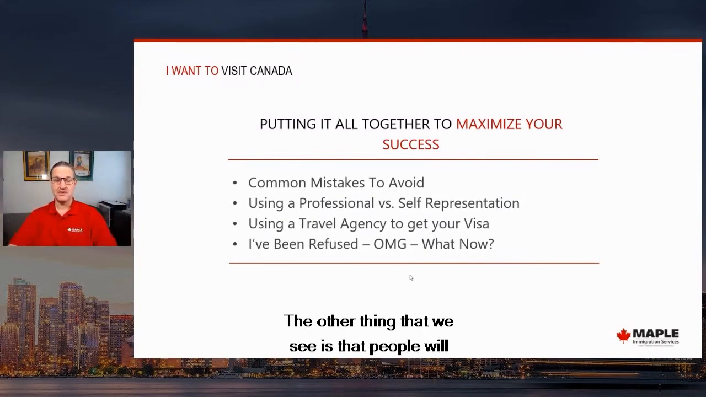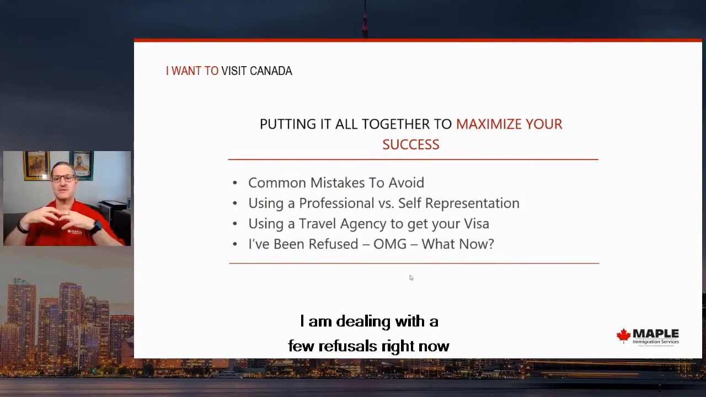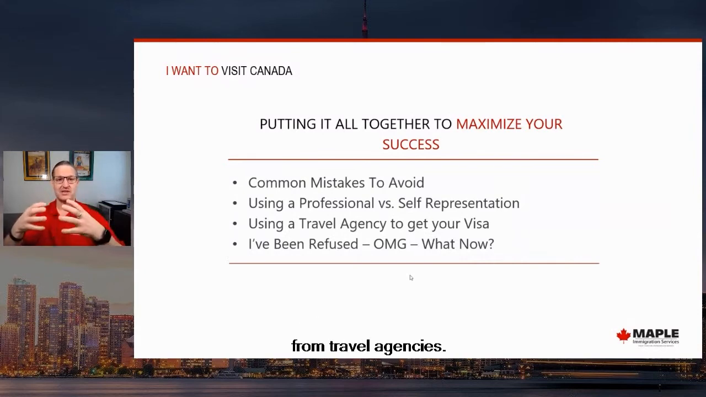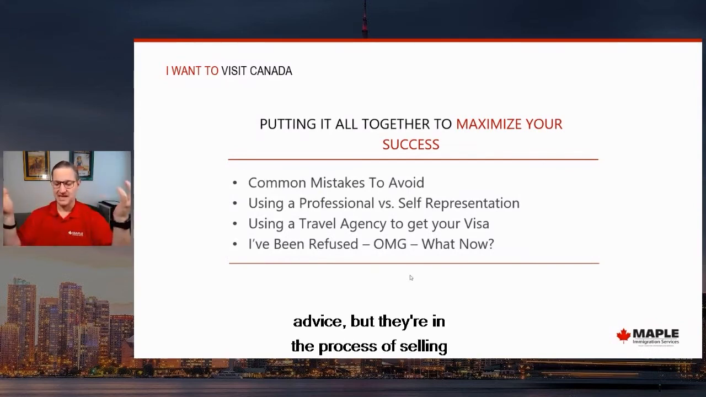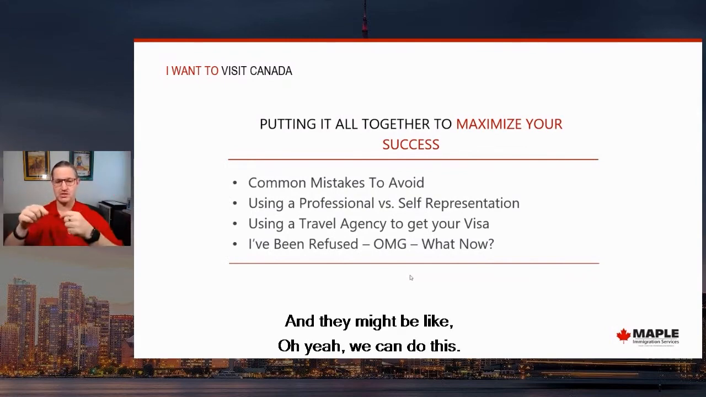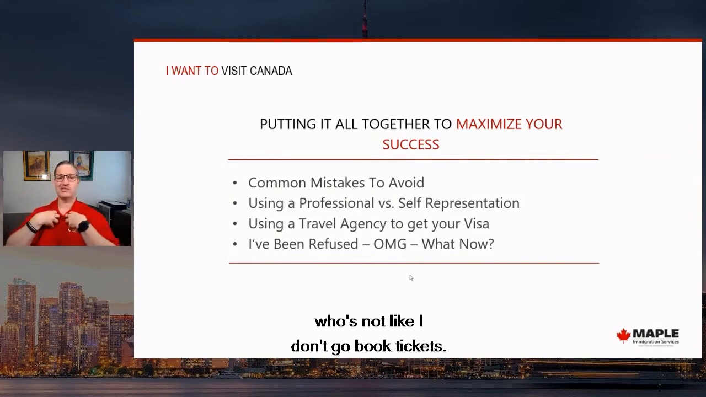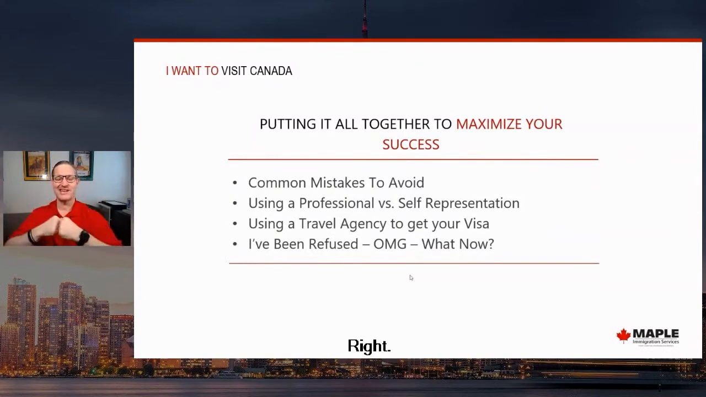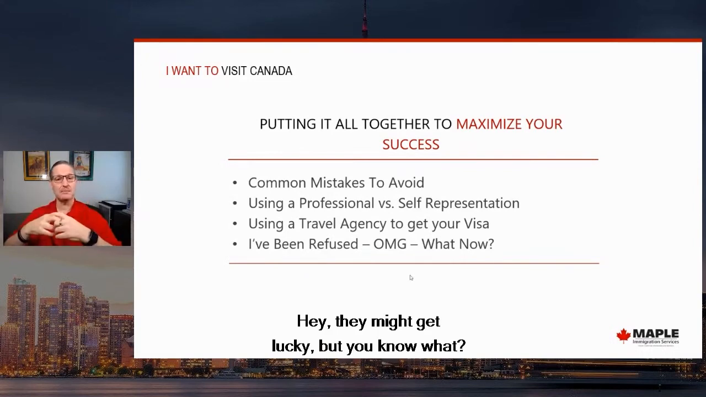The other thing we see is that people will use travel agencies. I am dealing with a few refusals right now from travel agencies. Technically, a travel agency is not supposed to be giving immigration advice, but they're in the process of selling tickets, for instance, and they might say, oh yeah, we can do this. Whether money's exchanging hands or not, you're putting your future in the hands of somebody who's not qualified. I don't go book tickets because I don't know how to book tickets, right? And this is the problem. A lot of people will use a travel agency. Hey, they might get lucky, but you know what? Maybe they won't, and then they get a refusal.